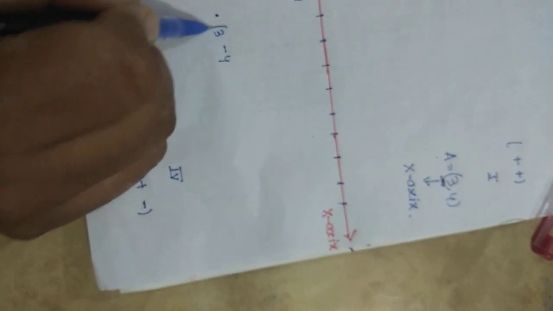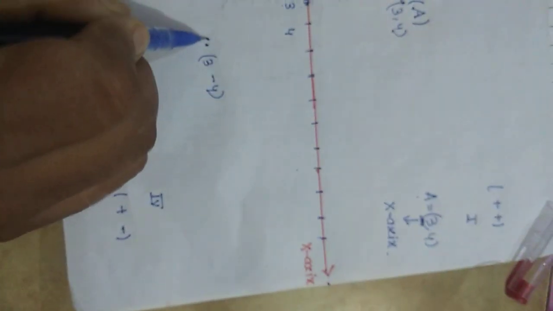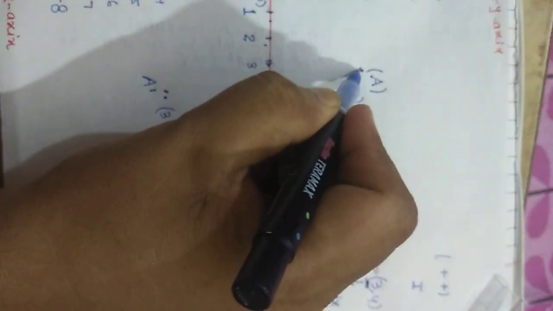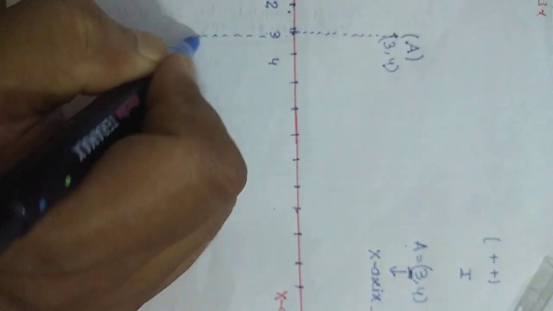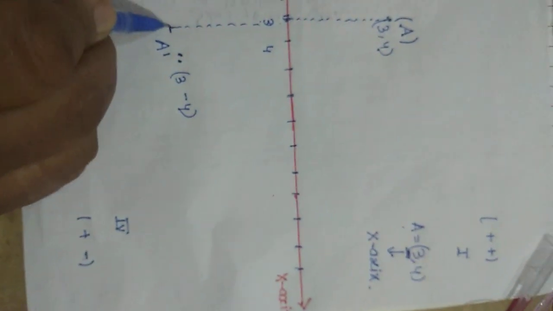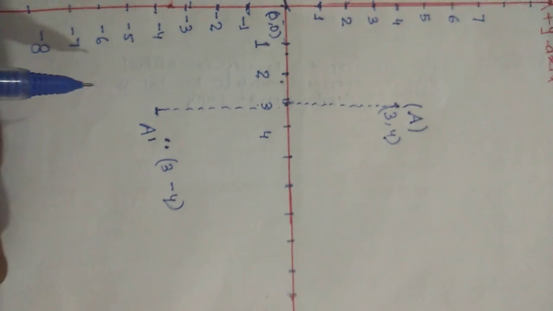Now the image of 4 will go down because the mirror is the x-axis. So now 1, 2, 3, 4. This point becomes -4 for y, but x remains unchanged. So this is your (3, -4), and this is your A dash. Suppose this is your object, and now you are going to find the image. The image will come here in the x-axis.